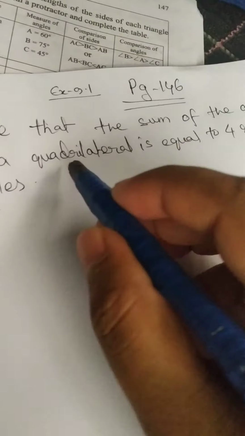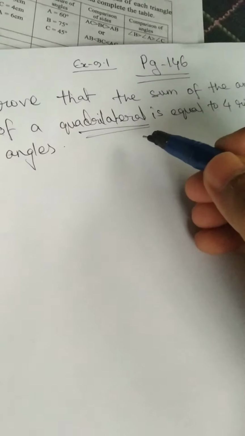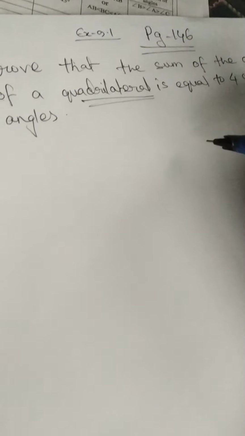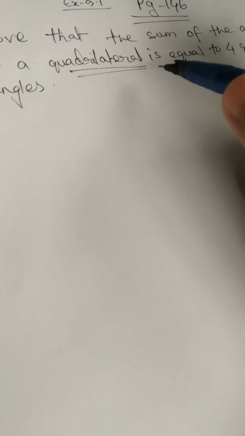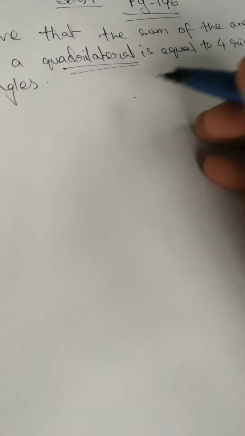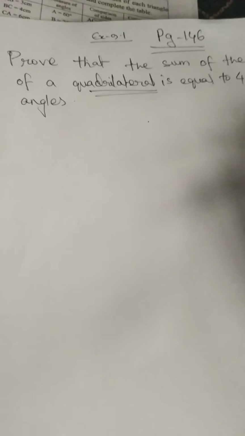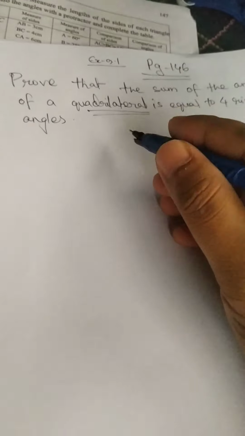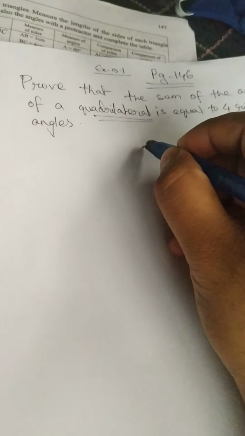to 4 right angles. So first of all, what is a quadrilateral? A quadrilateral is any shape formed by 4 line segments, or you can say any shape which has 4 sides. So it can be a square, a rectangle, a rhombus, or a parallelogram as well. All the shapes that have 4 sides are said to be a quadrilateral. So let us consider a shape like this.